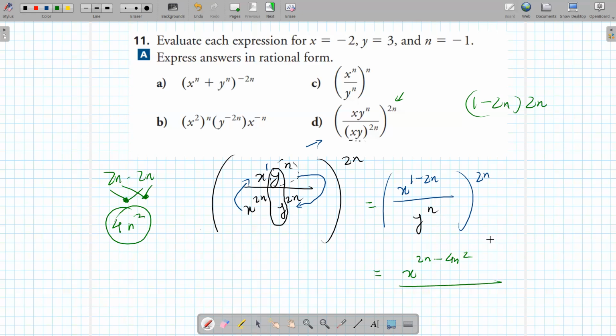And on the bottom, you'll get y to the power of n times 2n. What's n times 2n? Is it just 3n? You're not adding them. Try again. N plus 2n would be 3n. You're multiplying them. It is not 3n.